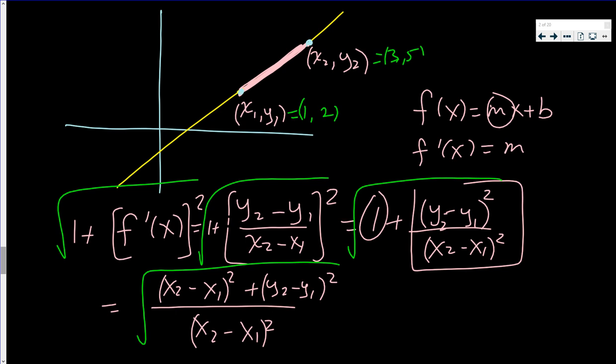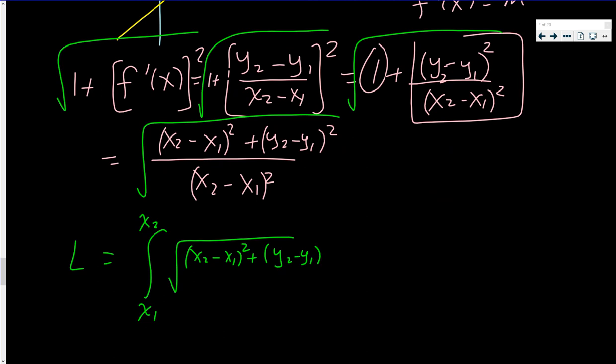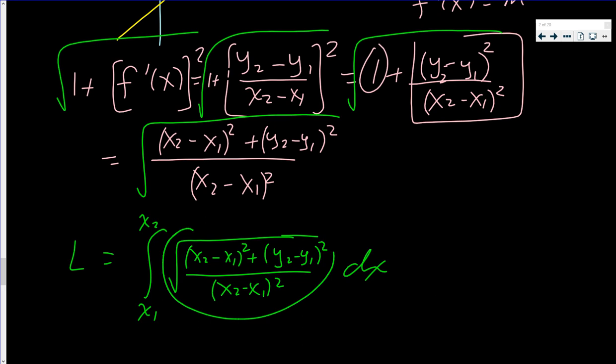Okay, so when I invoke the integral formula, the arc length is the integral, well, we're going from x1 to x2 of the square root of x2 minus x1 squared plus y2 minus y1 squared, all over x2 minus x1 squared, dx. That is the formula, because all of this is the square root of 1 plus the derivative squared.